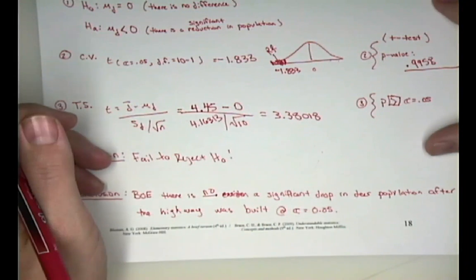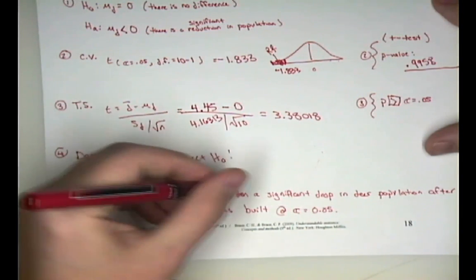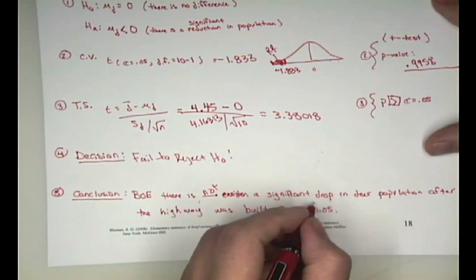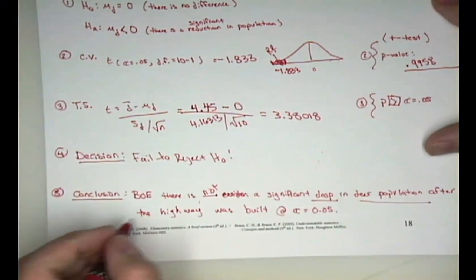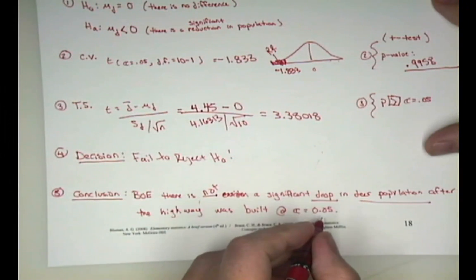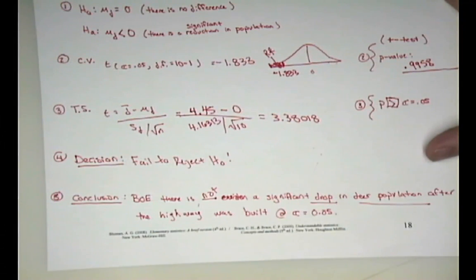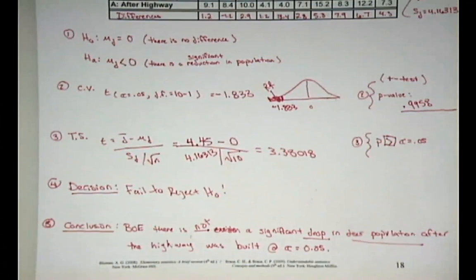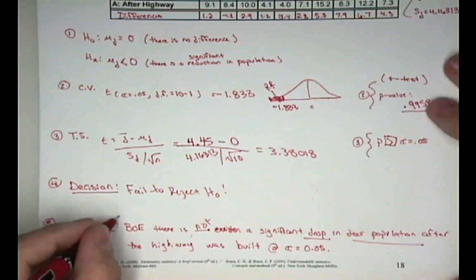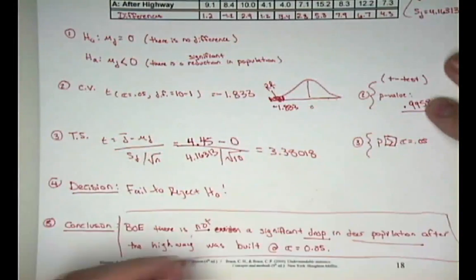And based on this evidence, there is not a significant drop in deer population after the highway was built at an alpha of 0.05. Okay? So there doesn't seem to be a significant drop. Again, you have to think about that word significant. There probably is a drop, but it is not statistically significant at an alpha of 0.05. And again, remember that this is most likely a very made-up example, so don't put too much stock into it.